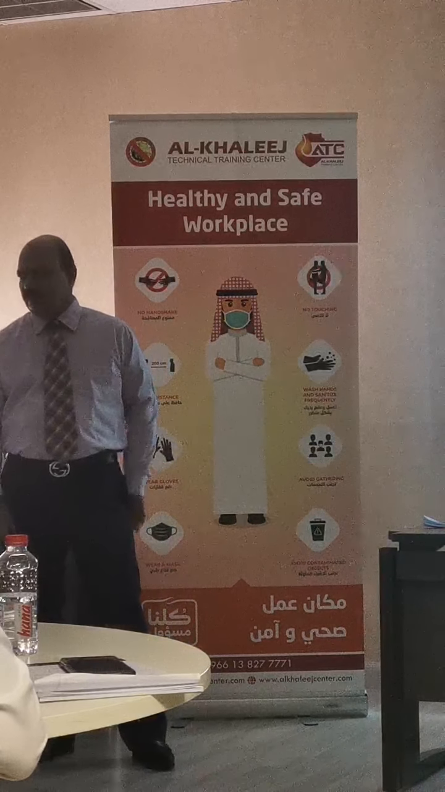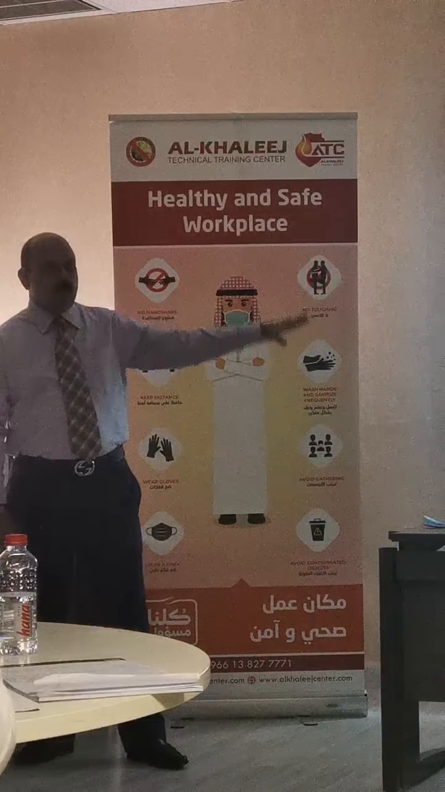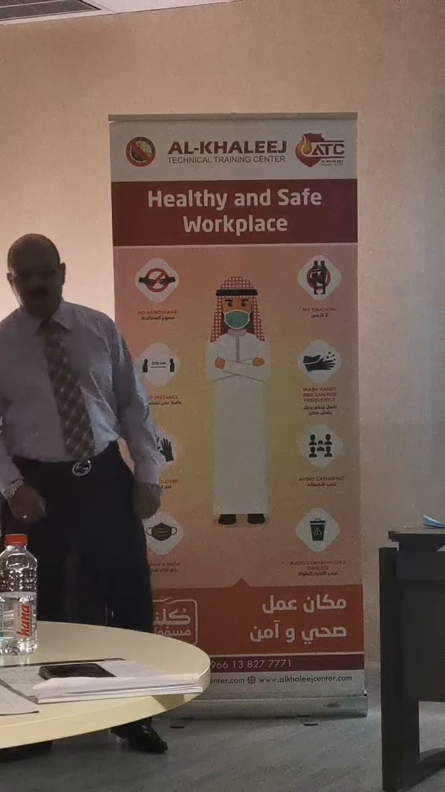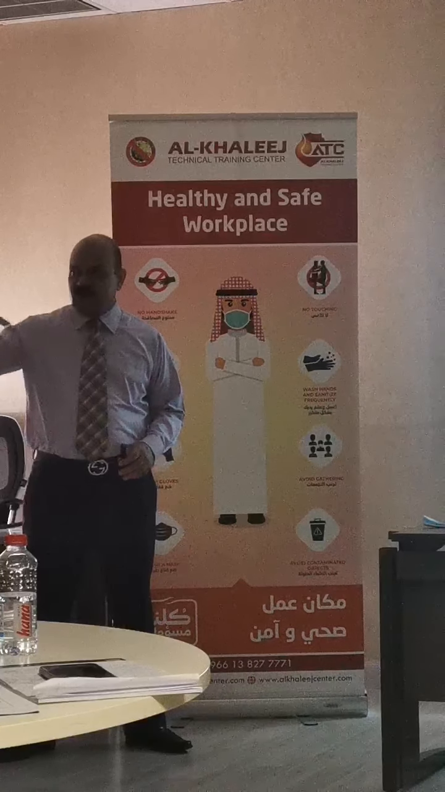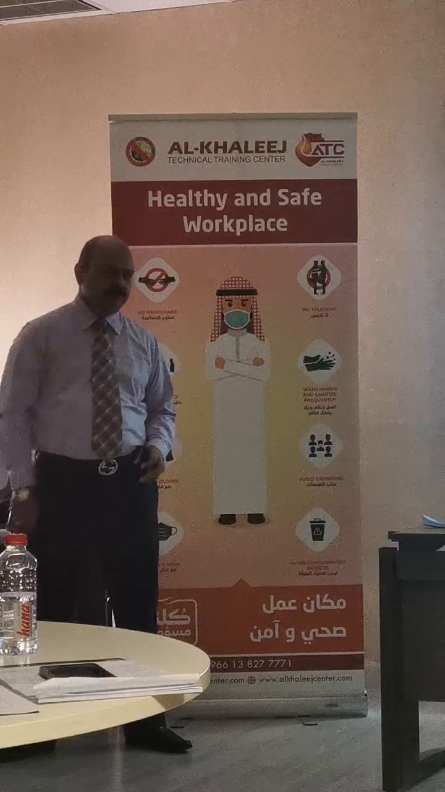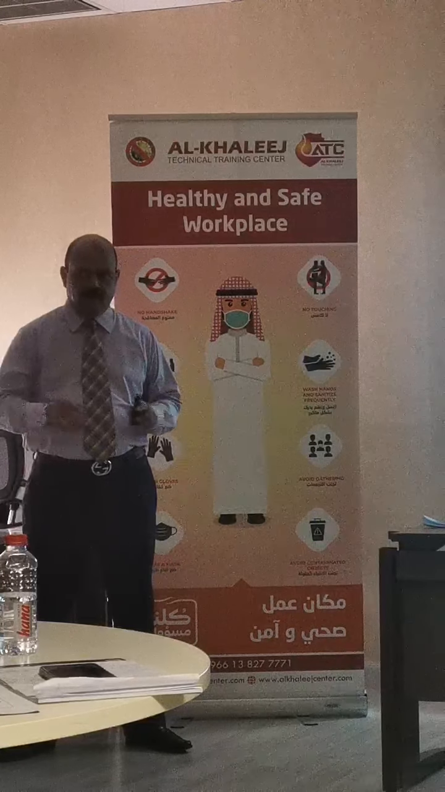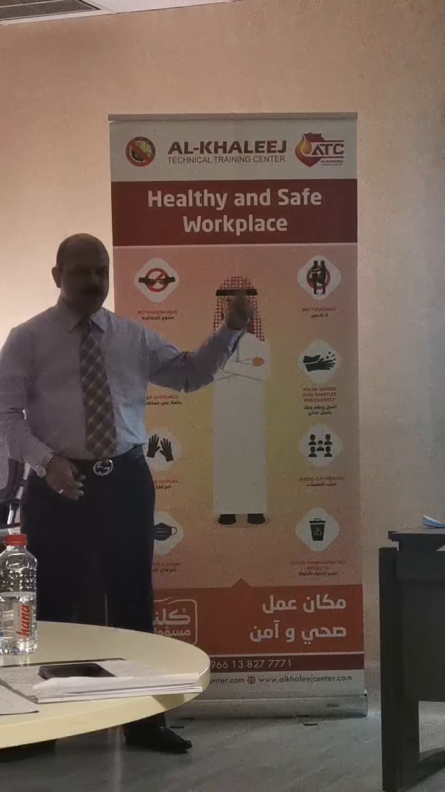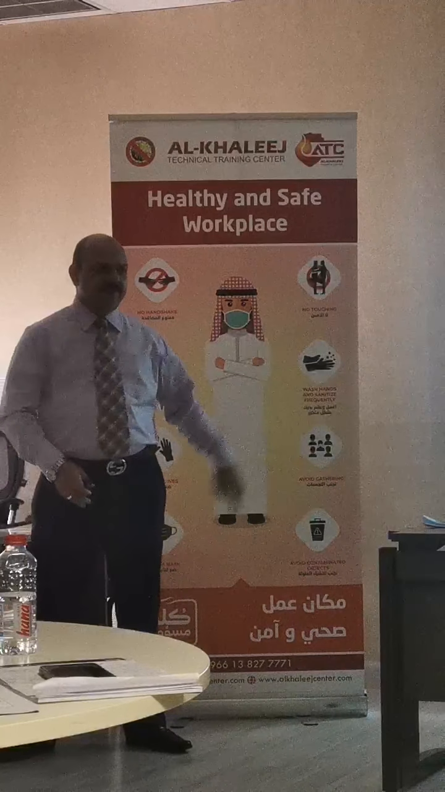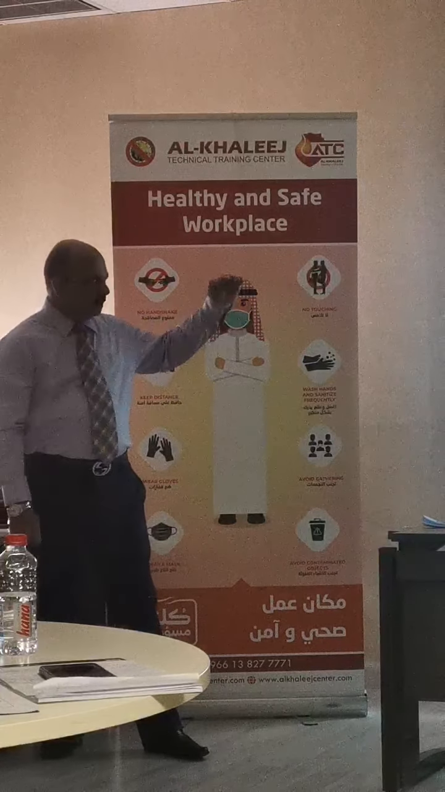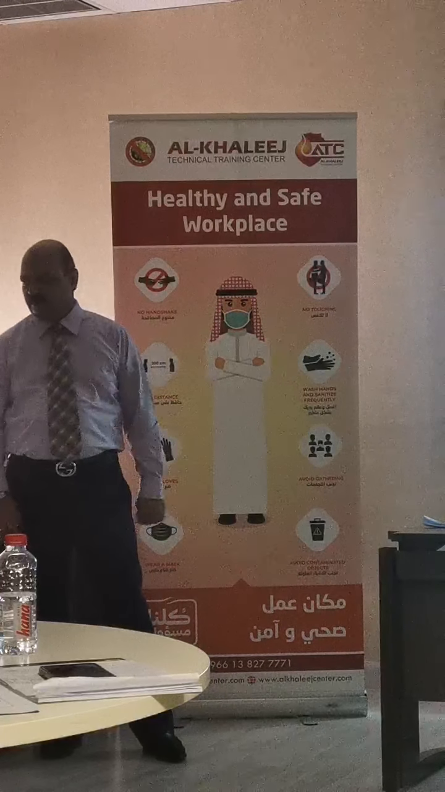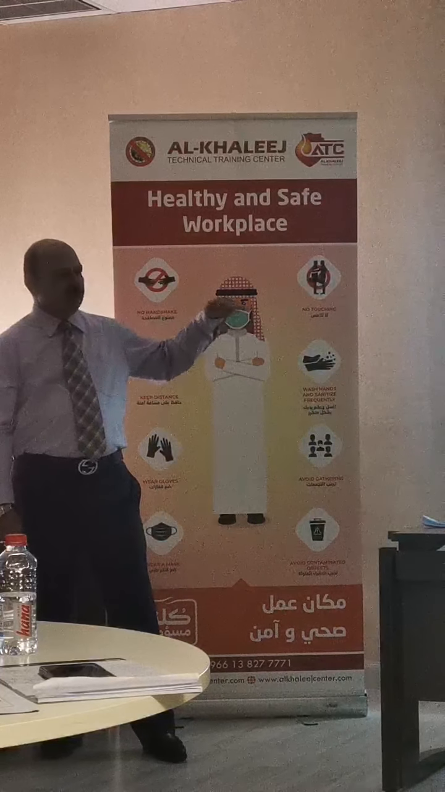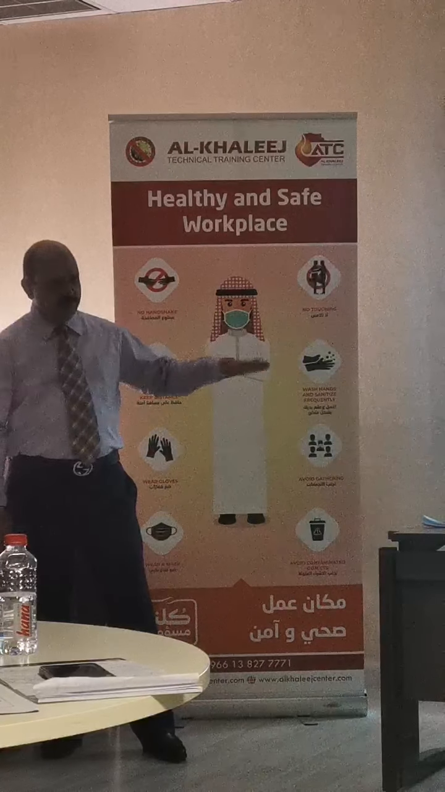So according to the standard, this is the hierarchy which should be followed when you apply controls. You have identified that these are the risks, now you will apply controls. First of all, the organization should think, can we eliminate this hazard or risk? Then substitution, can we substitute? And then engineering control, then administrative control, and the last option is PPE.